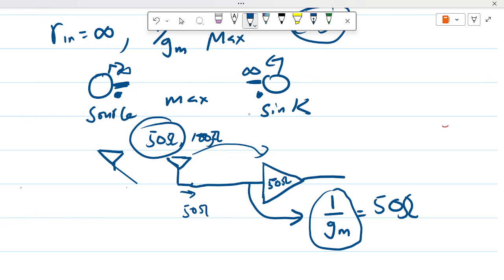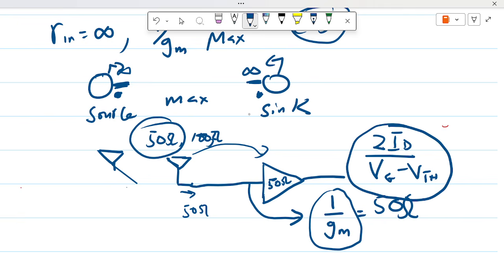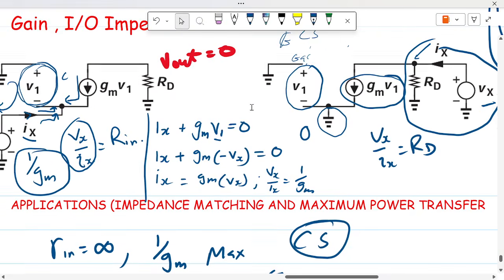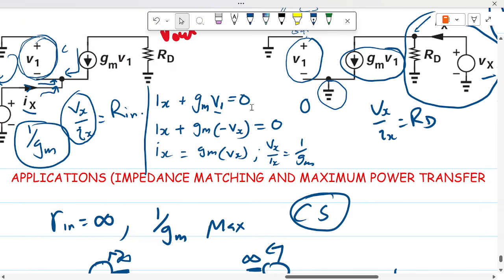So we could design our circuit such that 1 over Gm is equal to 50 ohms easily. Taking the formula for Gm, 2ID over Vg minus Vth, we could design our circuit so that this value of Gm, 1 over that, should be equal to 50. And we could work out the required values that we need to bias our signal to get the required input impedance. So that is how useful the common gate stage could be. So in the next video, we will look at the common source stage.